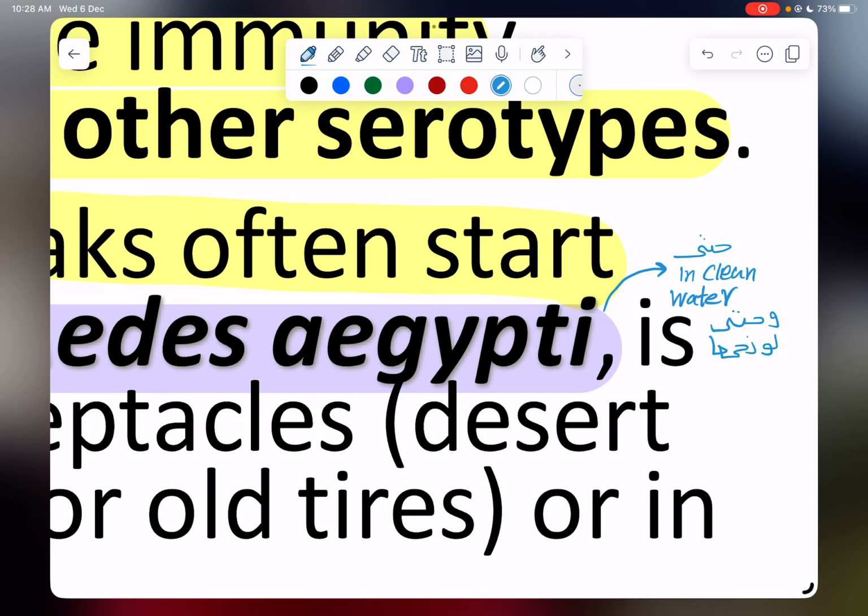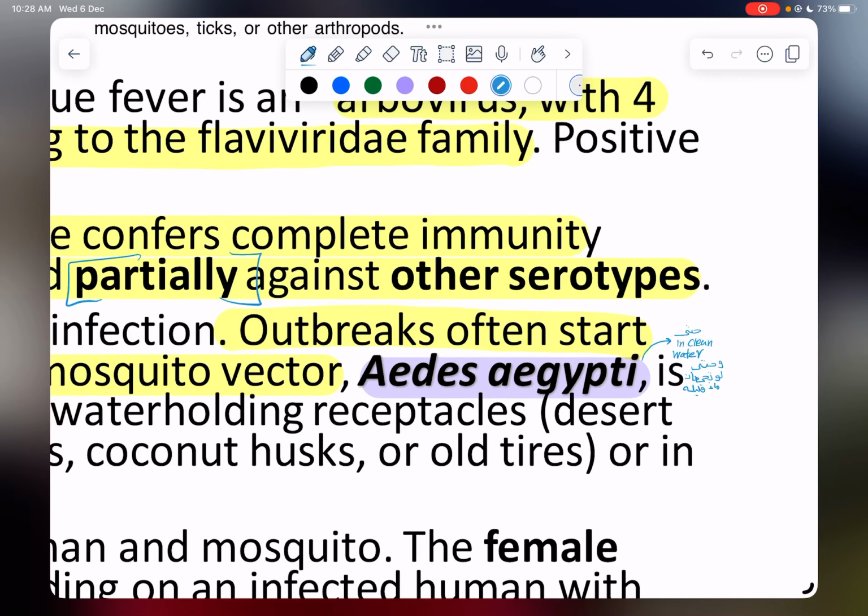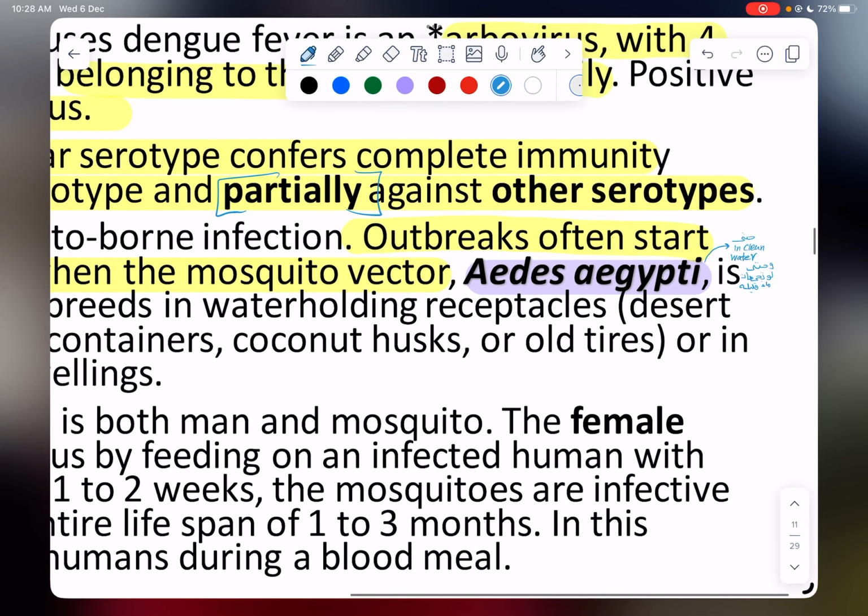Even in hospitals, people have banned taking flowers for the patients, because once they take the flowers, they put them into a pot with some water to keep the flowers going for a couple of days. So even that pot containing water can lead to the breeding of these mosquitoes.